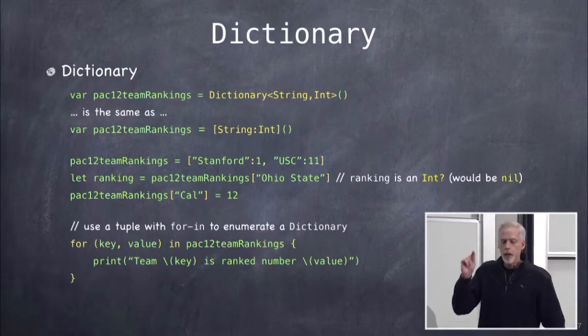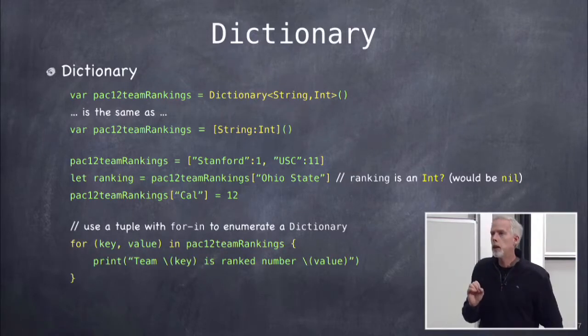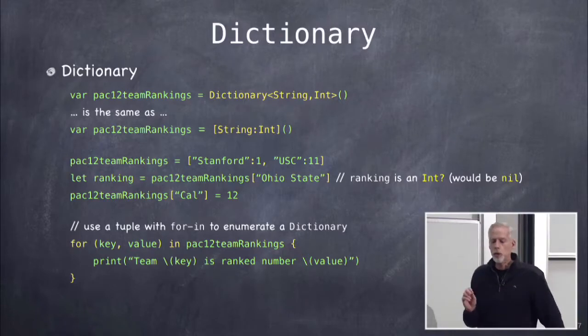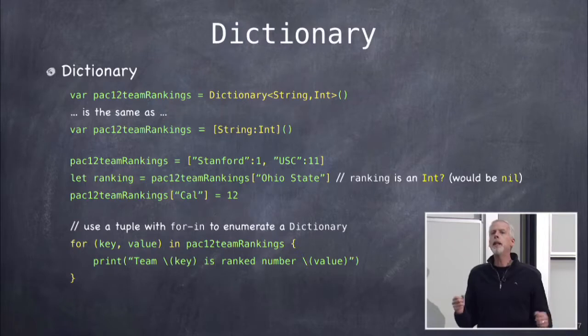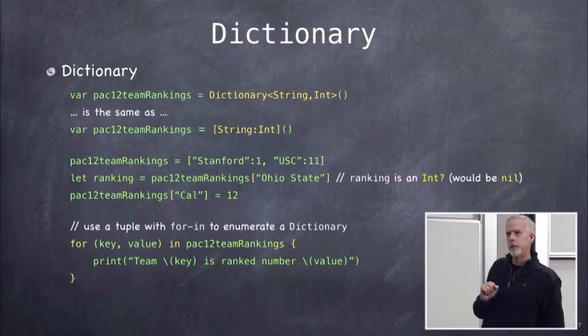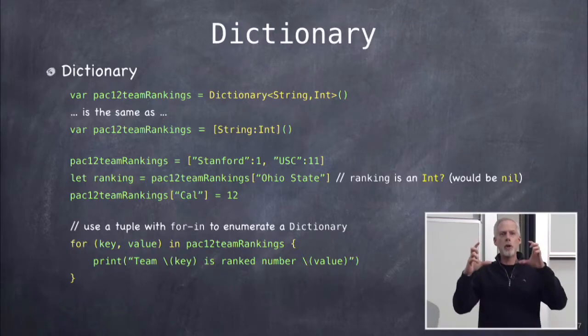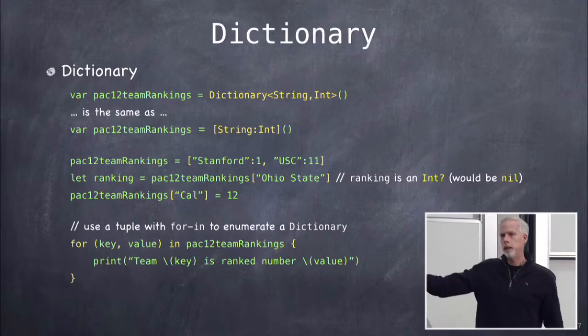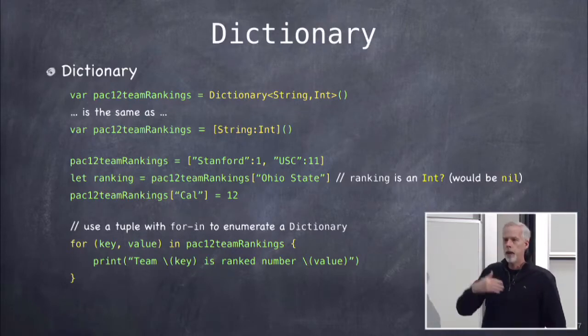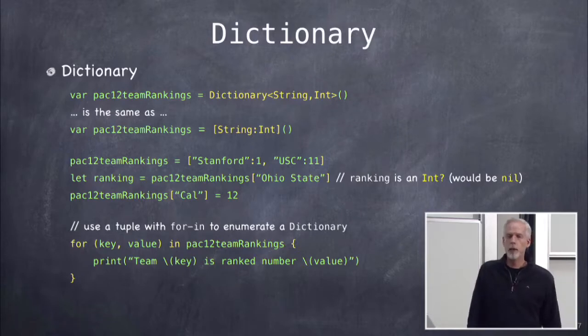Enumeration. Okay? A dictionary is also a collection and thus can be sequenced. So you can do for in on it. Of course, a dictionary has keys and values. So we need a tuple to do our enumeration, for the tuple key comma value in the dictionary. And then it'll go through and key and value will be set. Now that makes sense. Perfectly straightforward way to enumerate or iterate over a dictionary.